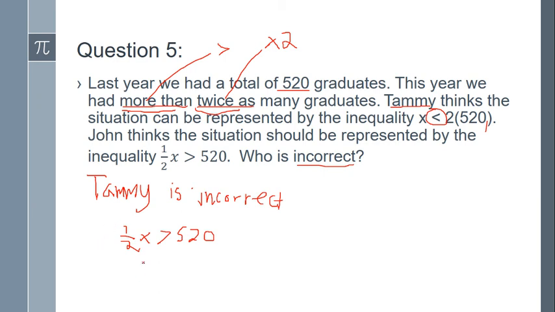Then on the left-hand side, we'd be left with just x. And on the right-hand side, we'd have 2 being multiplied by 520. Oh, now look how this is almost the same as Tammy's, except now it has the correct inequality symbol. So it turns out that John is correct and Tammy is incorrect.